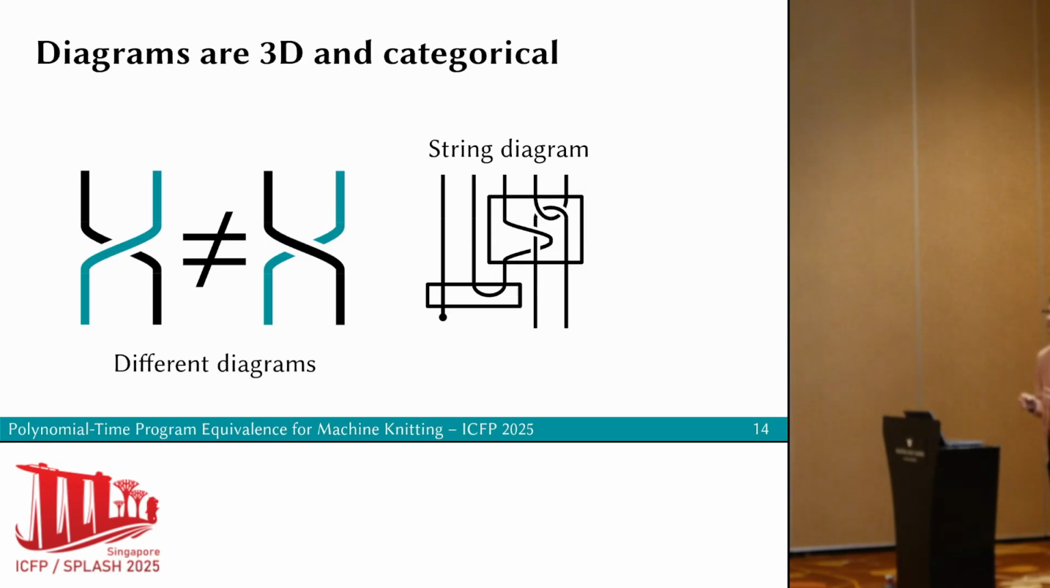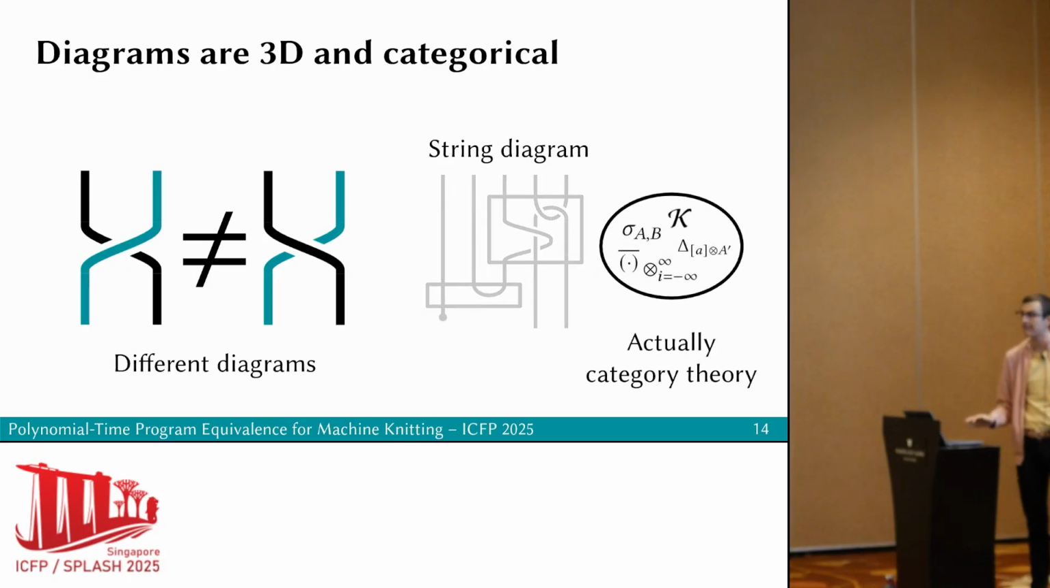So our diagrams represent the topology of yarn in 3D space. Whenever two yarns cross, one goes above and in front of the other, and that matters. So these two diagrams on the left are different. For those of you who are familiar, it's a braided monoidal category. And then our diagrams are actually graphical representations of a morphism in a category that we define in our paper. We'll use the diagrams wherever possible in our presentation, but fear not, category theorists, there's plenty of notation in our paper.